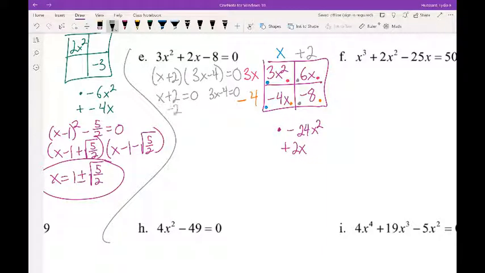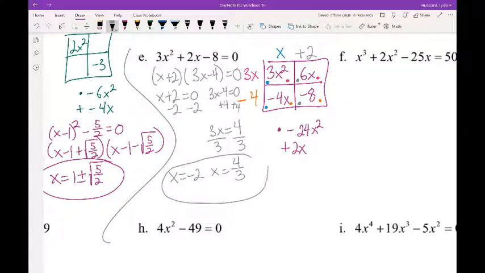So we'd subtract 2 to get that one of our answers is x equals negative 2. We'll add 4 to both sides to get that 3x equals 4. And then divide both sides by 3 to get that x equals 4/3. And so these would be our two solutions.